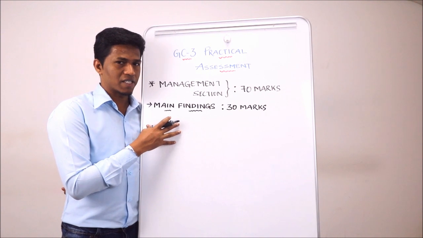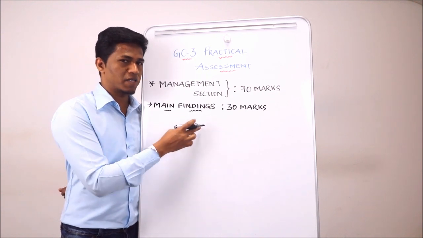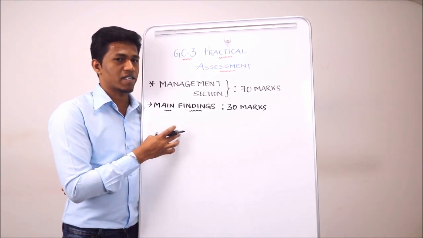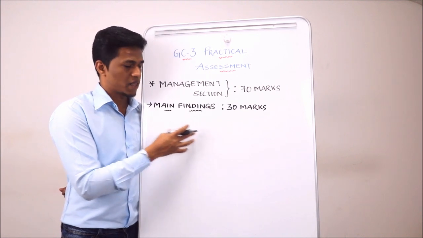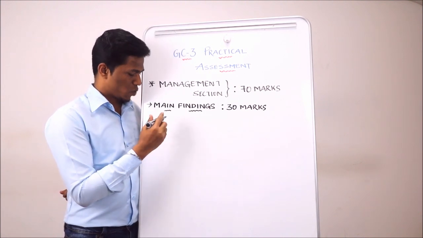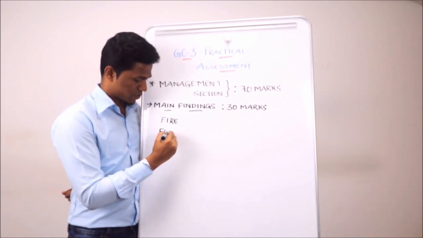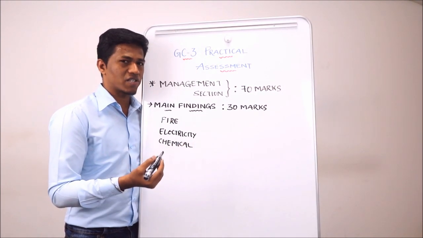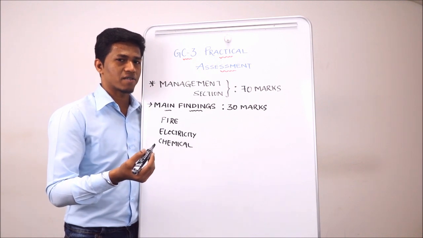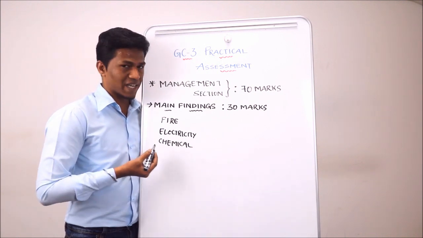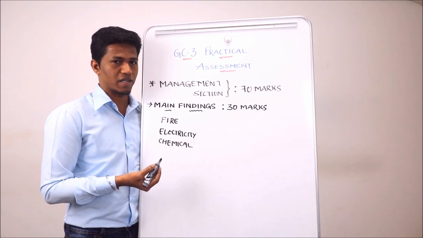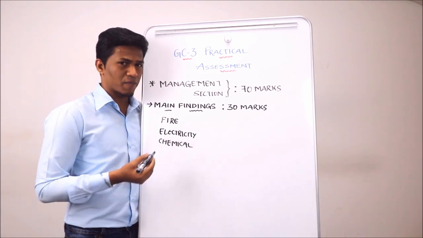Main findings is basically not targeting any observation individually, but it is targeting the category of hazard. Now, when I say category of hazards, you have fire, you have electricity, so you have many hazards. You have biological hazards, mechanical hazards, ergonomic hazards, so you can categorize these issues that have been identified. Let's take an example of fire.